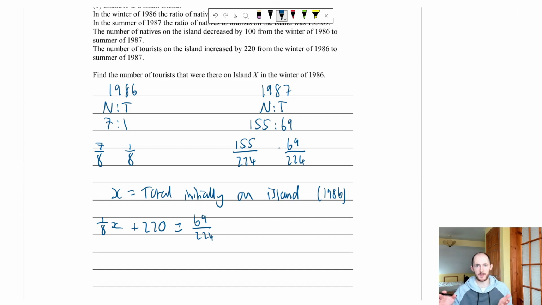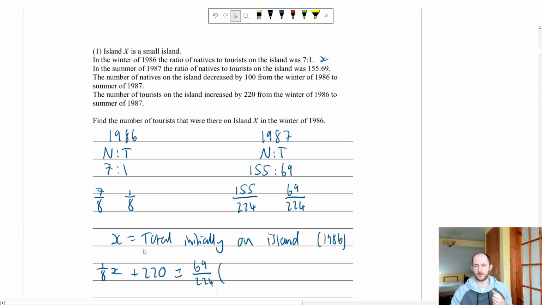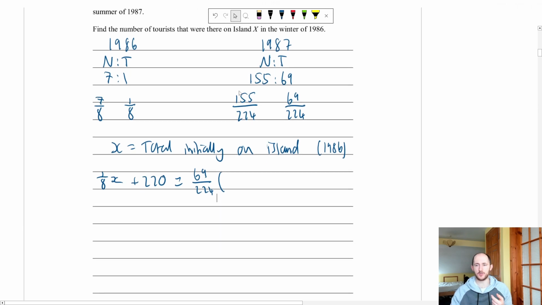Now what do we times it by, right? Because it's not just 69 over 224. It's of the total number of people on the island. So how many people on the island? Well, we've got X, we've added 220, and then we've taken away 100.